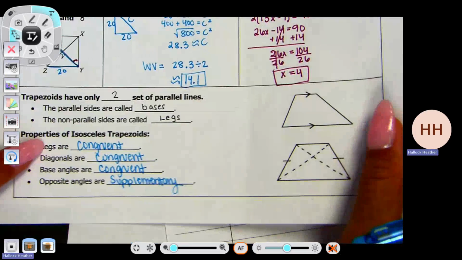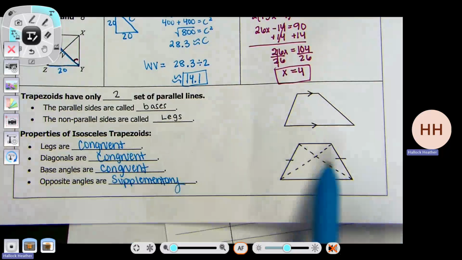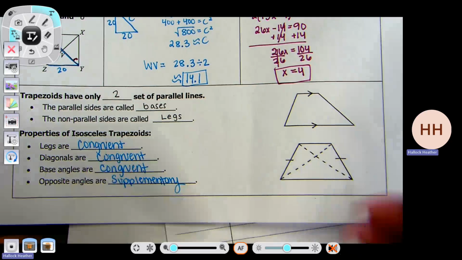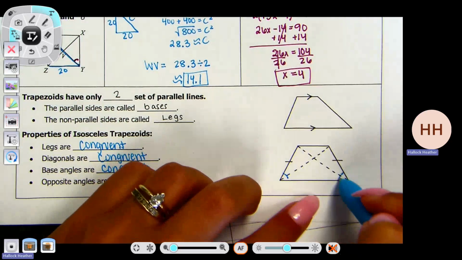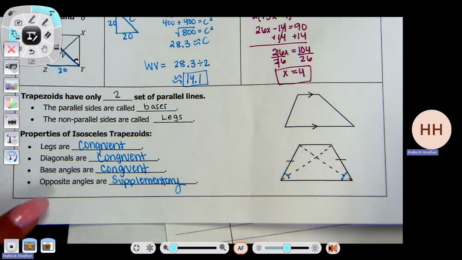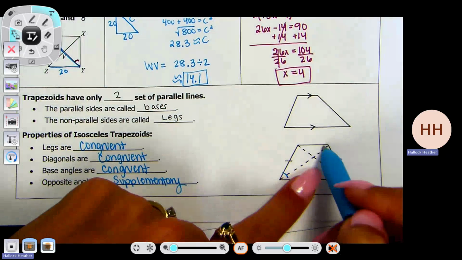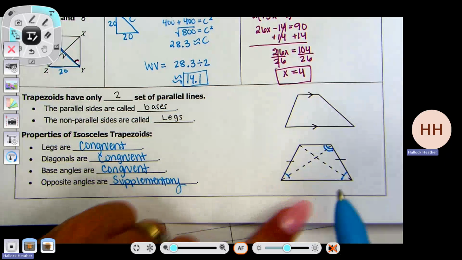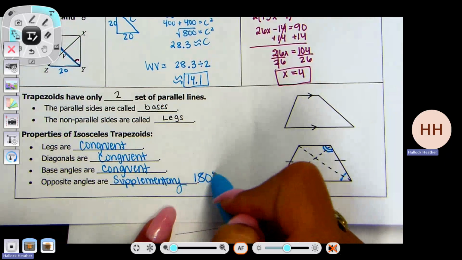The last couple are just fill in the blanks. So isosceles triangles, the legs are congruent. So these pieces are congruent. The diagonals are congruent. Base angles at the bottom and the top are congruent to each other. Opposite angles, so this one and this one are not the same. Opposite angles are supplementary, meaning they make 180 degrees in total.